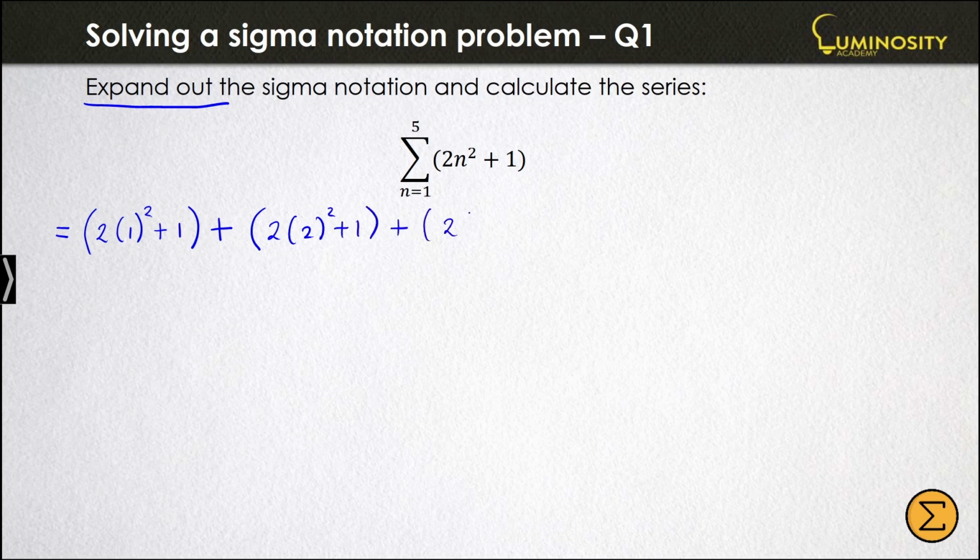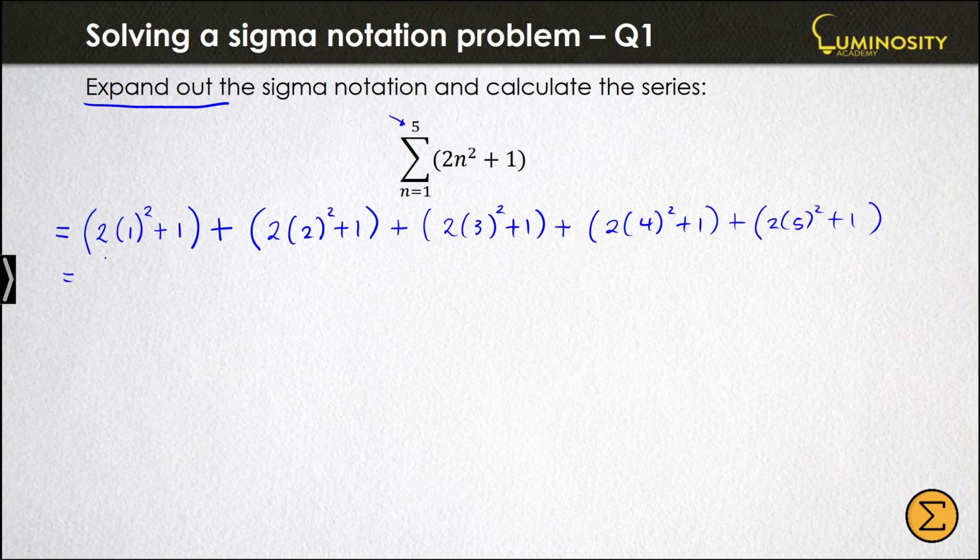For n equals 3, you'll have 2 times 3 squared plus 1. Plus n equals 4, you'll have 2 times 4 squared plus 1. All the way up to the fifth term, which is the upper bound. That's where you end: 2 times 5 squared plus 1. So let's go ahead and add that up.